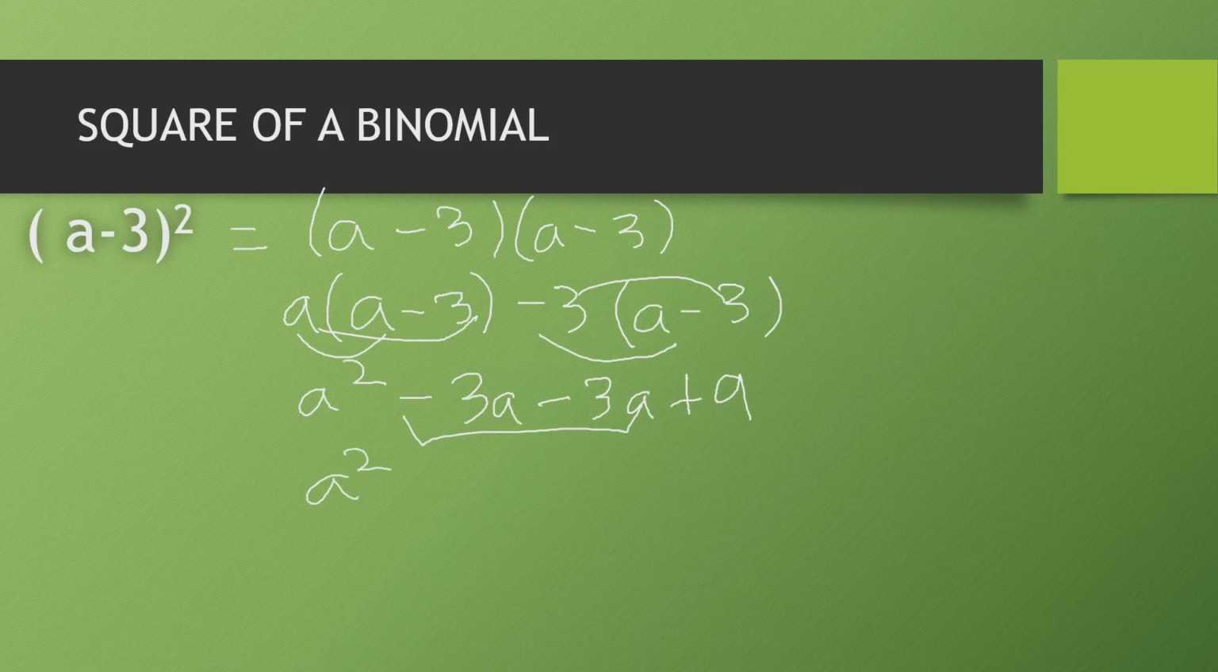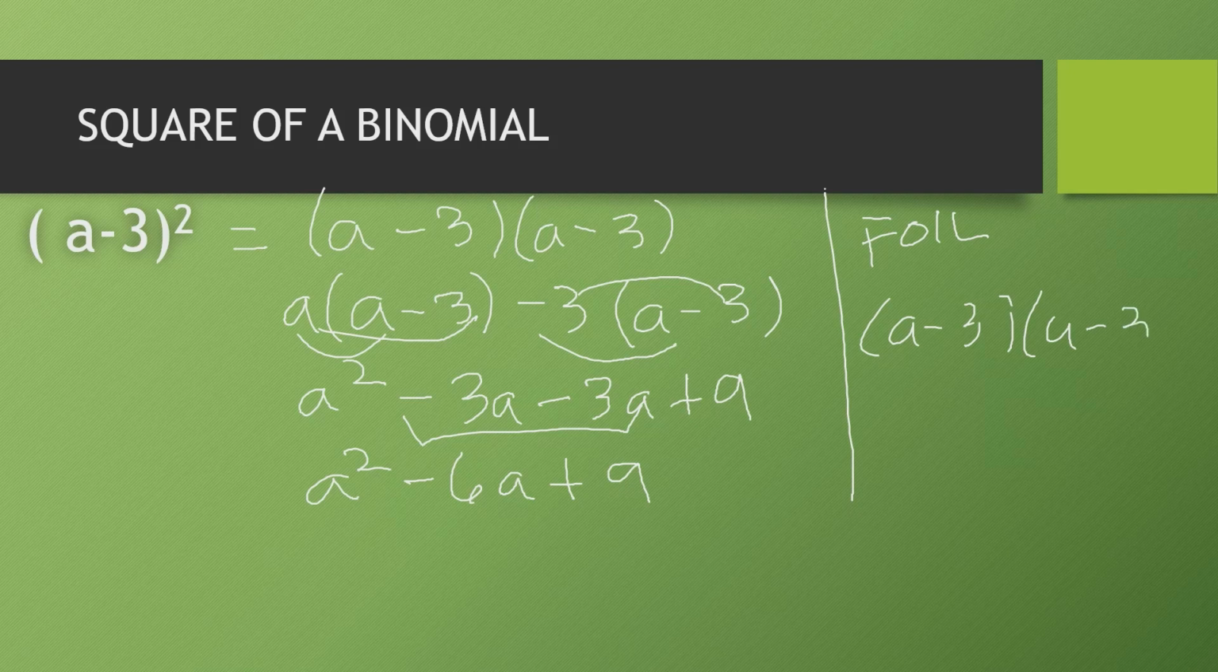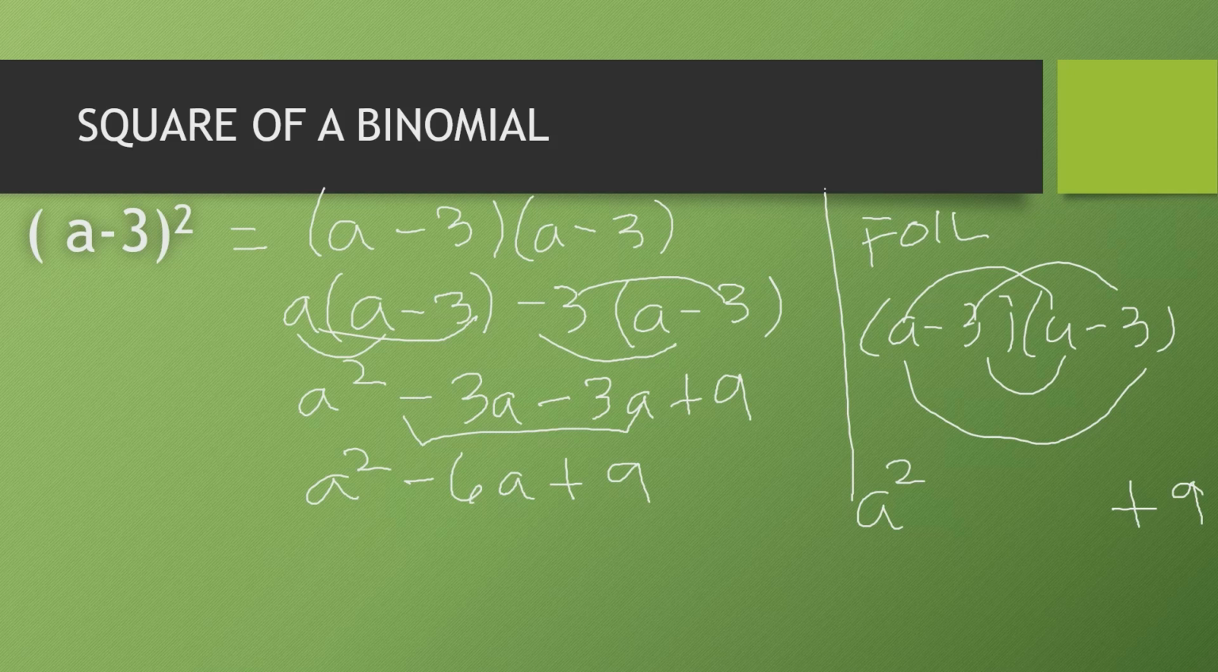We have a squared minus 6a plus 9. For the FOIL method, we multiply a minus 3 by a minus 3. Make a smile. A times a, the outer terms, is a squared. Then negative 3 times negative 3 is positive 9. Then 3 times a is negative 3a.